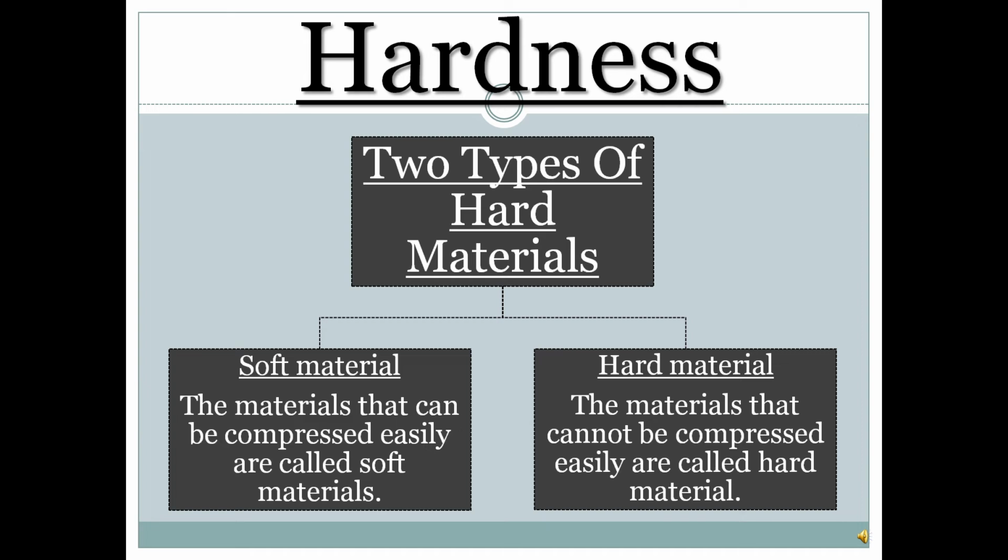On the basis of hardness, materials are of two types: soft and hard materials. The materials that can be compressed easily are called soft materials, and the materials that cannot be compressed easily are called hard materials.